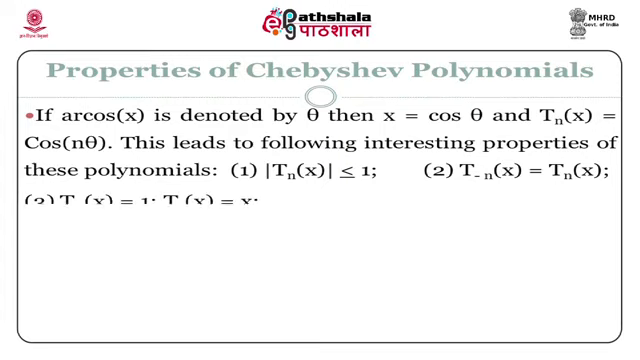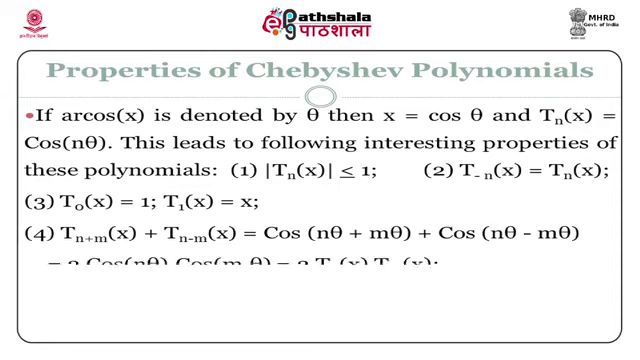Now, if you take T0(x), what will it be? In that case we get n equal to 0, and therefore cos 0 will be equal to 1, so T0(x) will be equal to 1. T1(x) will be equal to x, and Tn plus m(x) plus Tn minus m(x) will be equal to cos of (n theta plus m theta) plus cos of (n theta minus m theta), and when you add the two you get 2 cos n theta into cos m theta. But cos n theta is Tn(x) and cos m theta is Tm(x), and therefore that will be this.